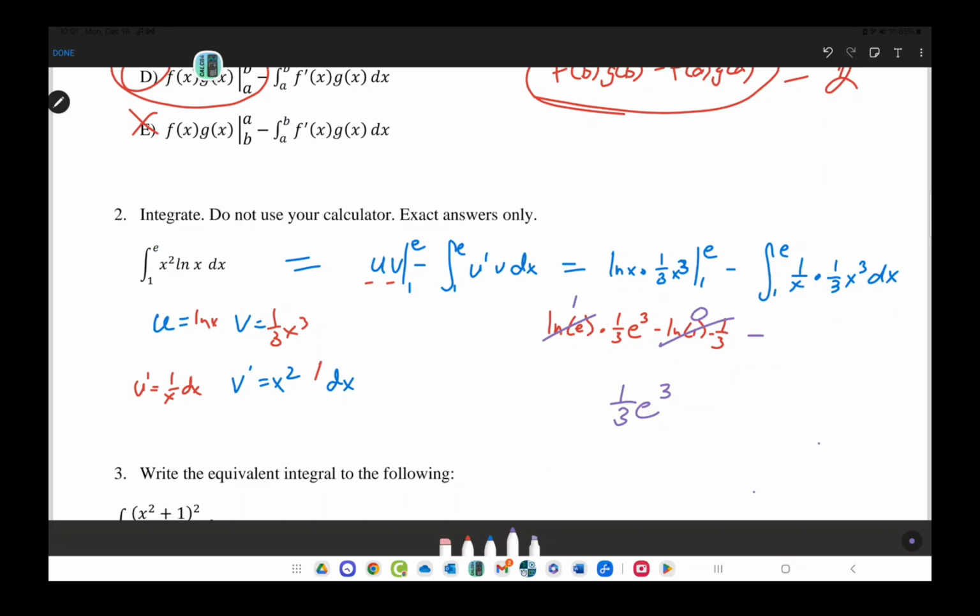Minus. Now, we can make this a bit easier. What happens to the 1 over x and x cubed? Squared. And what's the antiderivative for x squared? 1/3 x cubed. Now, we already have a 1/3, so 1/3 times 1/3 is 1/9 x cubed from the bounds of 1 to e.